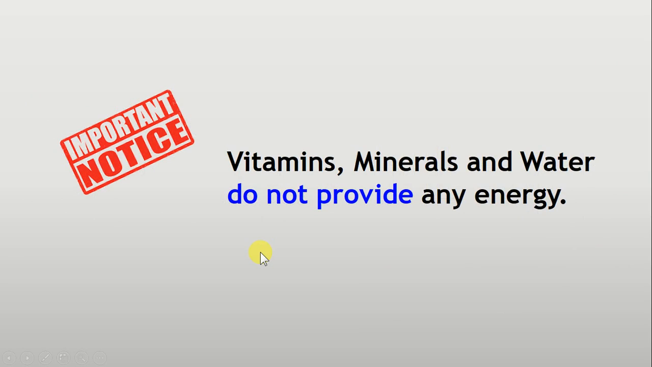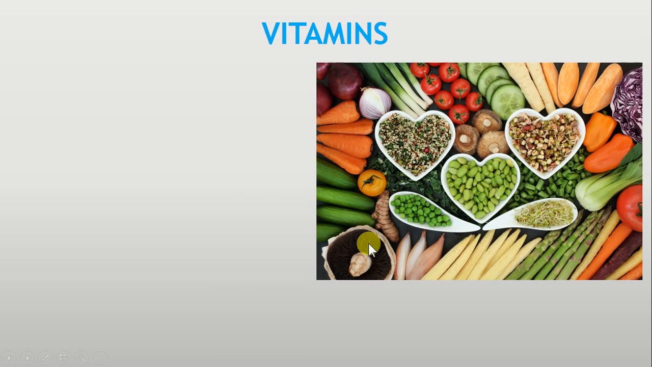The next group of food, vitamins, minerals and water, don't provide any energy. If they don't provide any energy, where are they used? Let's learn together. As you see here, fruits and vegetables are shown in the picture. Also we can see here a mushroom which also has some vitamins.